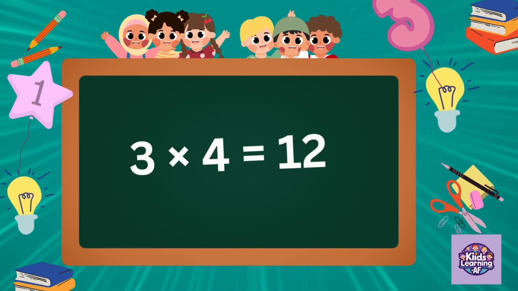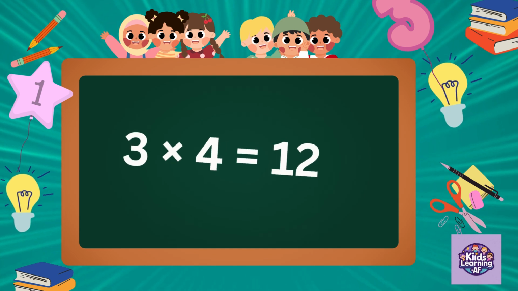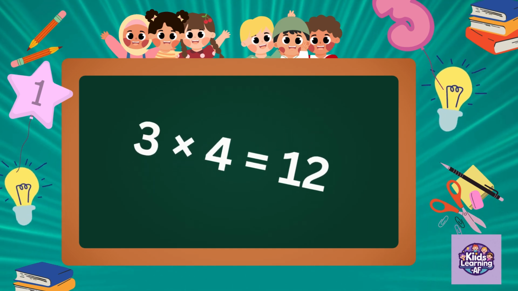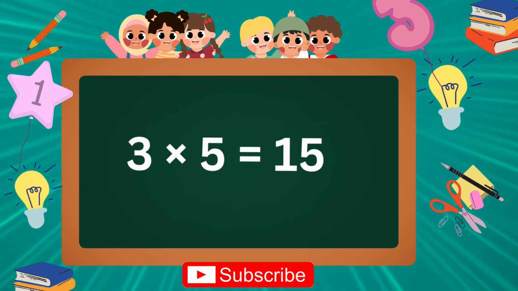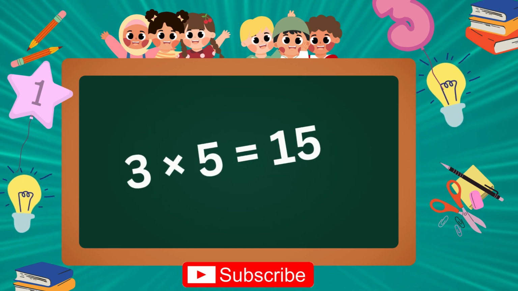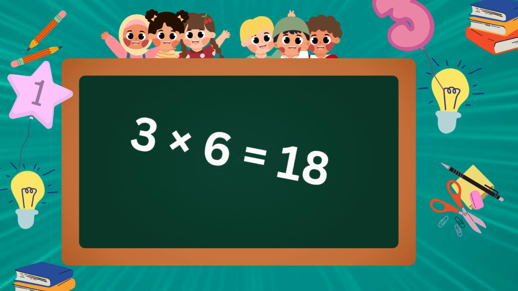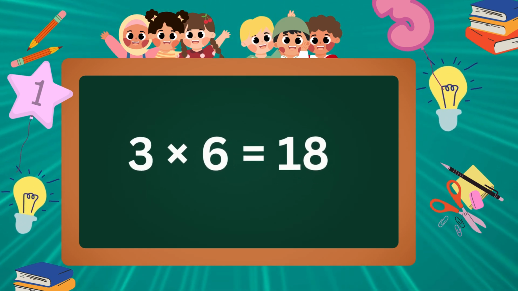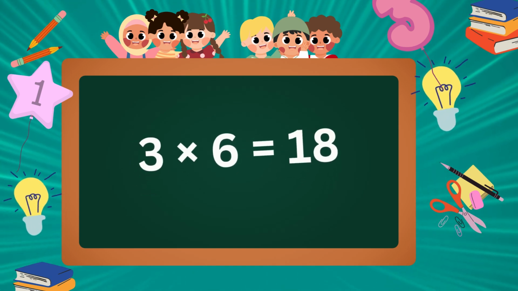3 fours are 12. 3 fives are 15. 3 sixes are 18.